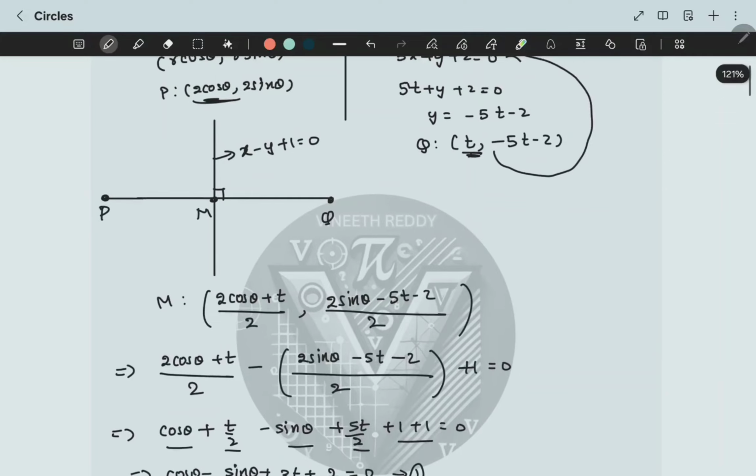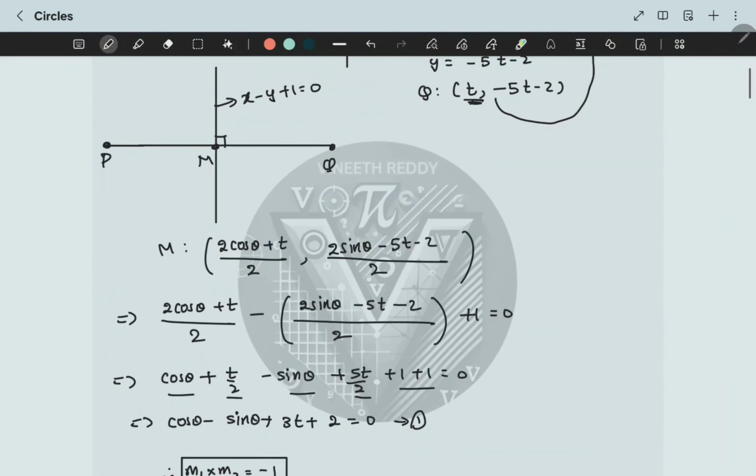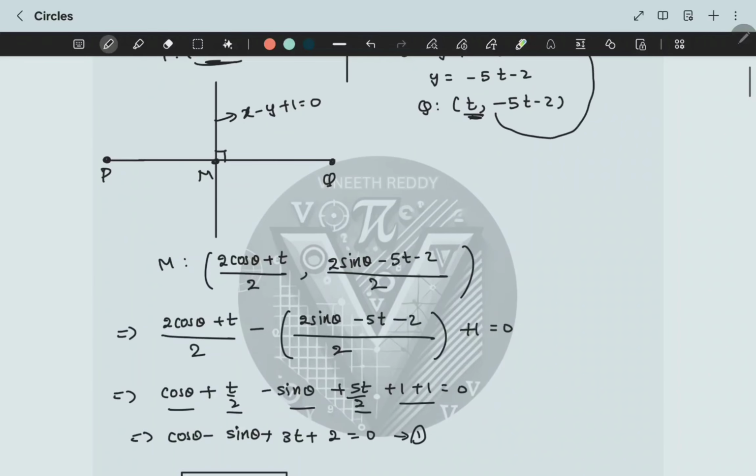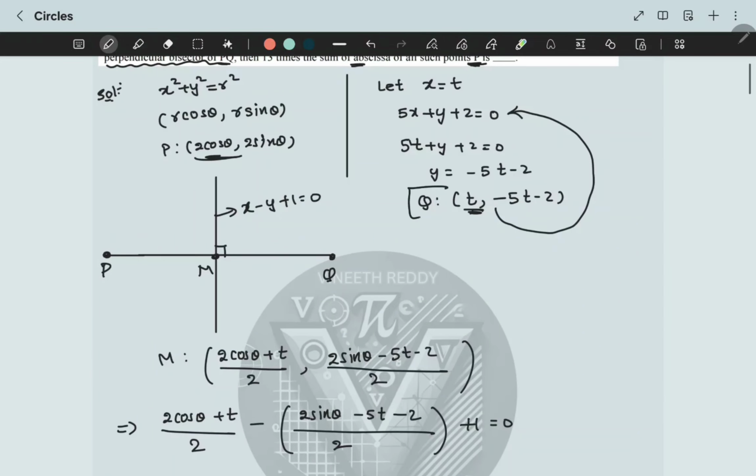So how do we find the slope of PQ? Slope of PQ is m2. So slope m2 can also be written in this way: y2 minus y1 by x2 minus x1. Now this is Q and this is P, right?